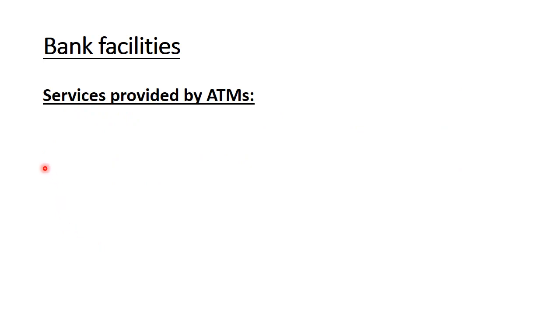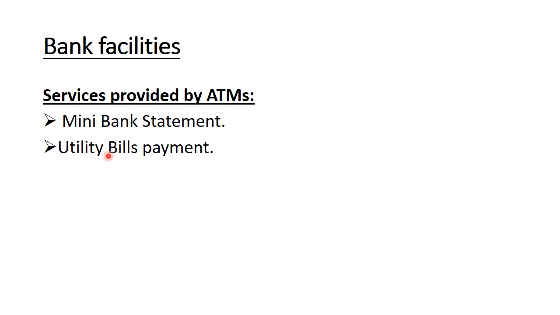So what are some of the services that those machines, the ATMs, provide? The first is they can give you a mini bank statement. A bank statement is a record that shows your transactions. So they can give you a small bank statement, but of course, if you want a big bank statement, you have to go to the bank.